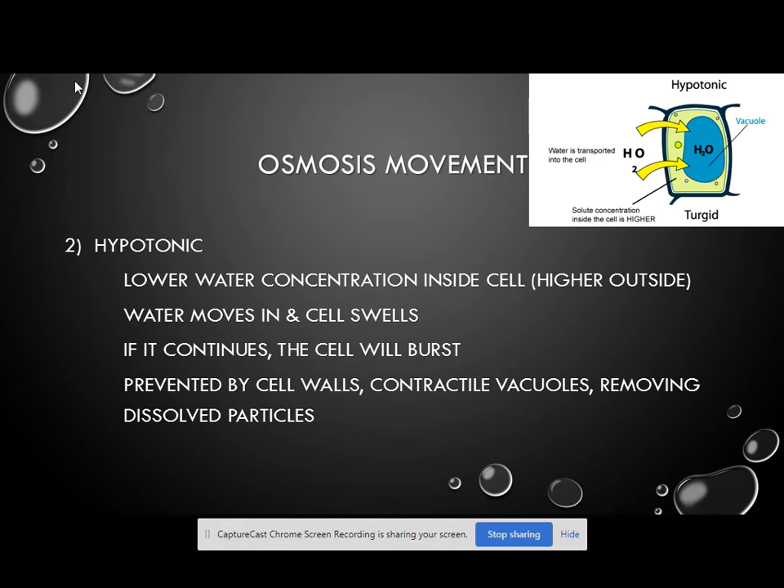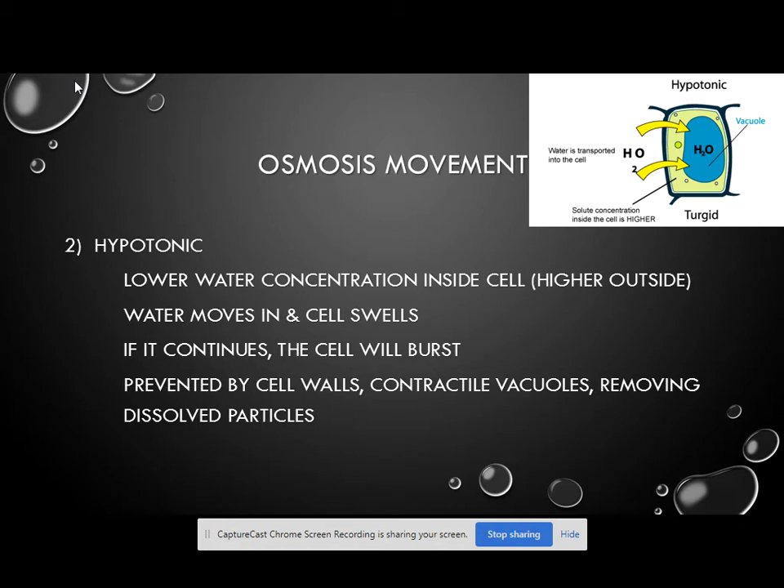Okay, the next one is called hypotonic. The prefix hypo means below. And so this is where water concentrations are less inside the cell and higher outside the cell. And so what water does, remember, high concentration to low, it's going to move from outside the cell into the cell. And when it does that, we call this hypotonic. Water will move in and it will cause the cell to swell up. And if this would continue unregulated, the cell would actually explode. It would burst because it can't hold any more water.